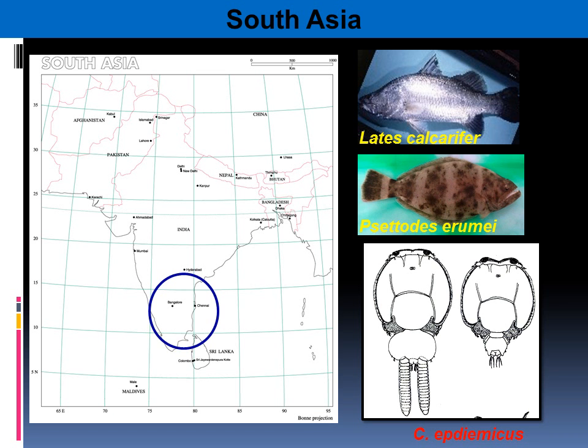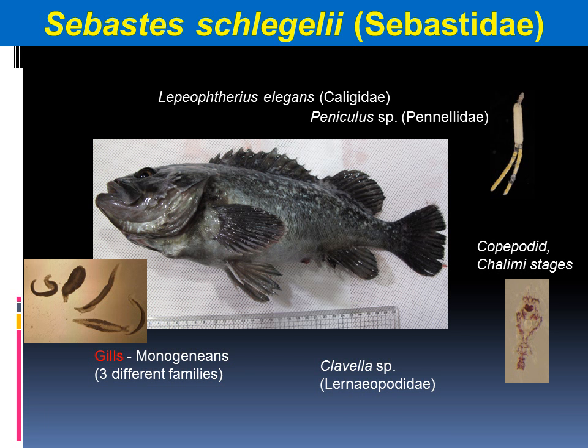And in South Asia, mainly India, it was found with Caligus epidermicus. The cultured fishes, especially the sea bass, Lates calcarifer, and Cetodus erimi, have been reported with Caligus epidermicus. And this one is a Korean rockfish. It has happened in Korea. So this Korean rockfish was infested with a number of parasites.